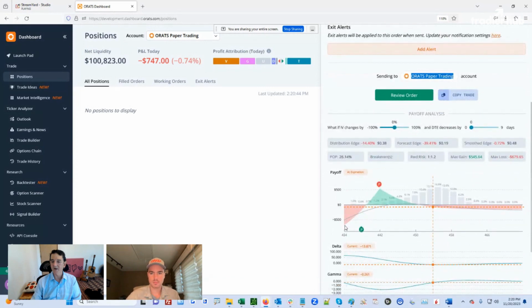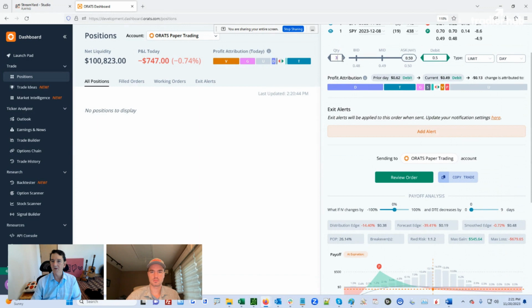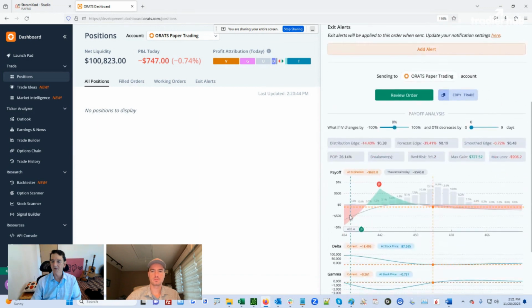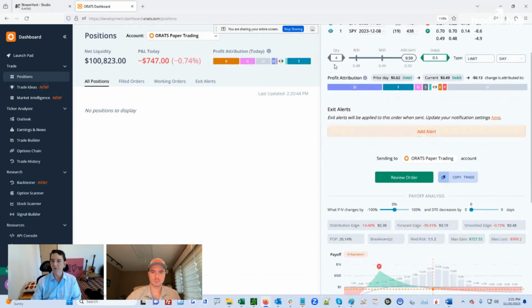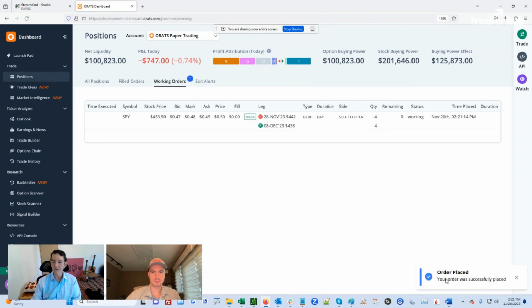I like to look at how much I lose. It's less than $1,000, pretty zoomed in. So there, I'm comfortable with the 4 lot. So now I'll review this order and send it off. It goes to our working orders.